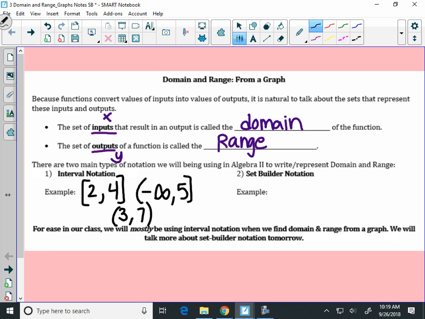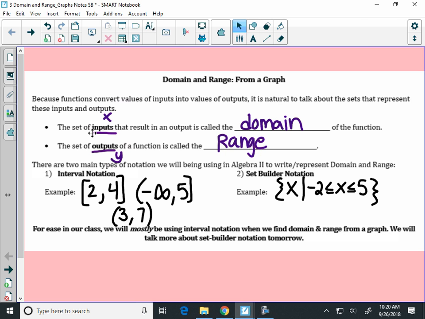Set builder notation is a little goofy looking. It has some curly brackets on the outside. If you're doing domain, you're going to have an x value, because what this says is all the x's such that, and you draw a bar, and you could write an inequality: negative 2 is less than or equal to x is less than or equal to 5. That's an example of set builder notation. We're not going to use set builder notation that much in this class, but it will come up a little bit today. But we're going to be mostly using interval notation when we do domain and range from a graph.